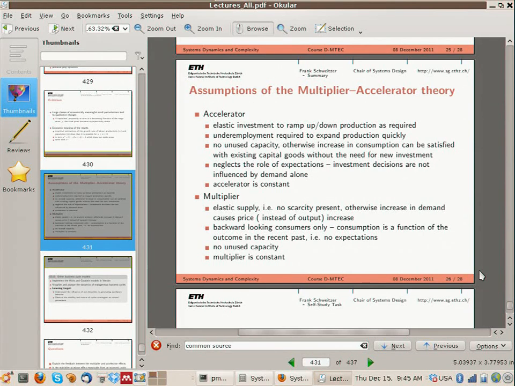Endogenous means that everything happens within the system, so we can explain all the parameters within the system. So it gives you more, I wouldn't say predictive power, I would say it gives you more explanatory power. And ultimately, I would say more controlling power, because you can propose better policies.